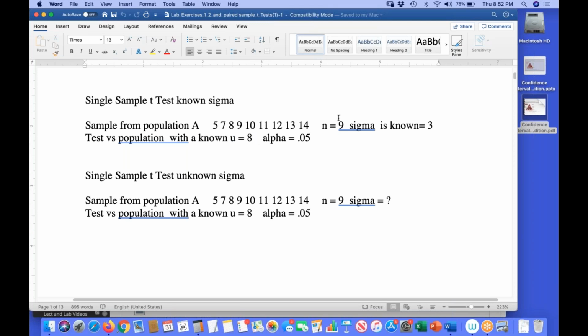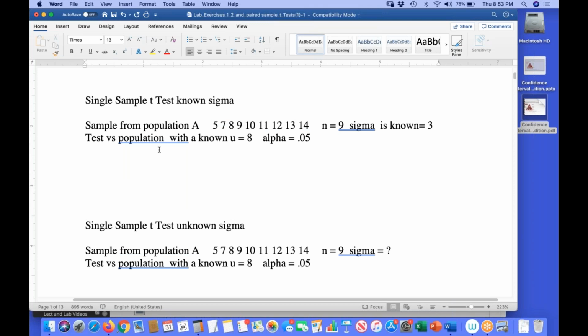If I told you that population A and population B have the same standard deviation, and we know it for population B, we know sigma is equal to 3. If I were to tell you that sigma is equal to 3 and asked you to tell me, can I be 95% sure that the true population mean for A is different than the true population mean for B?